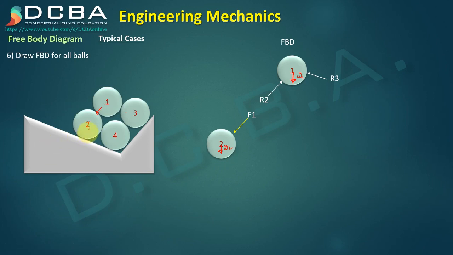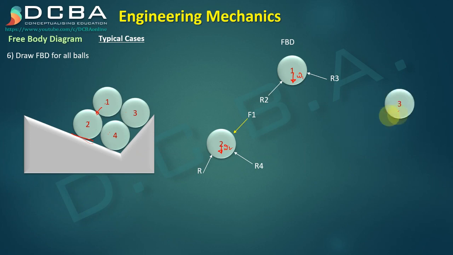Now this second ball is having contact with this surface and this fourth ball, right? So the second ball is getting reaction from two points. First is due to this fourth ball and due to the surface. So R and R4. R4 is the reaction from the fourth ball and R is the reaction from the surface.